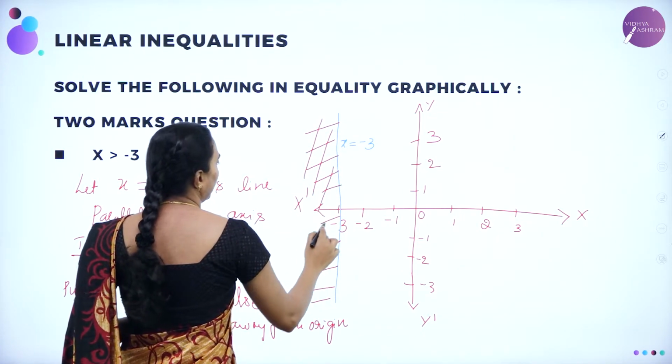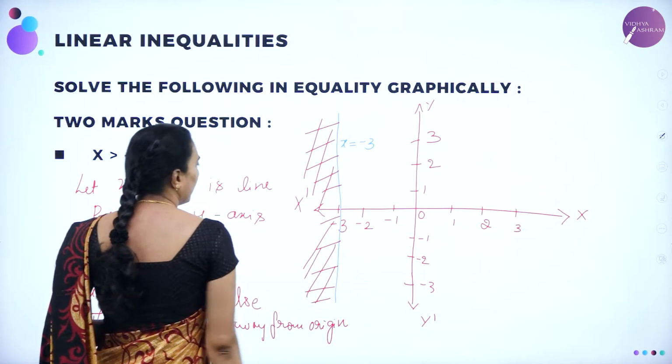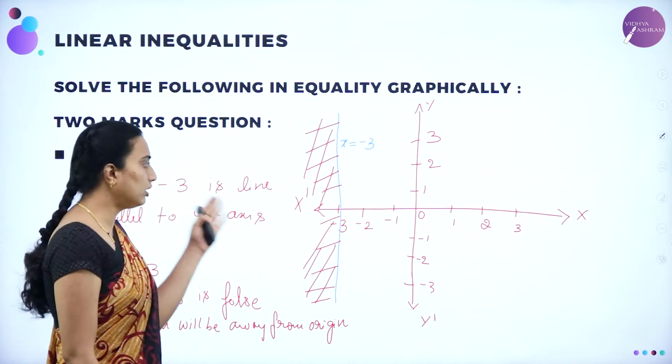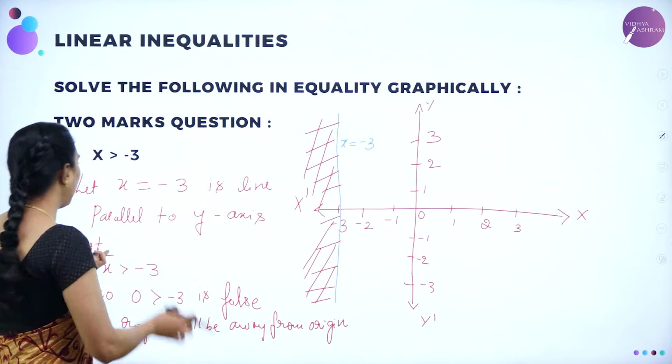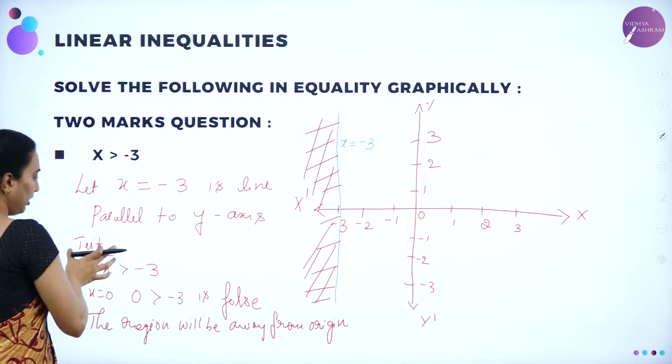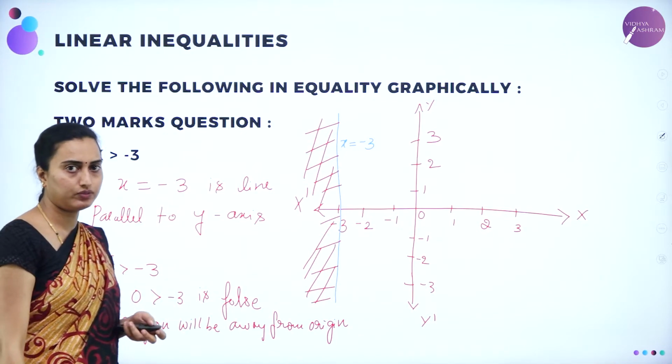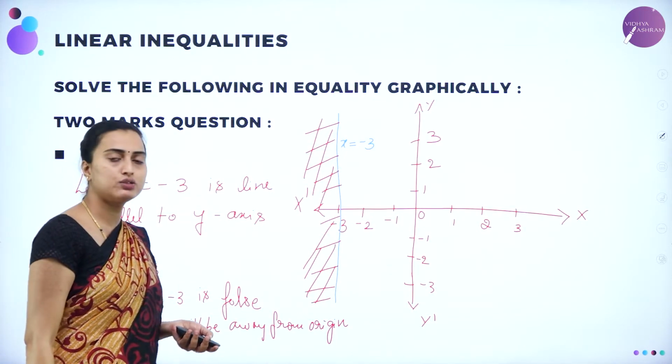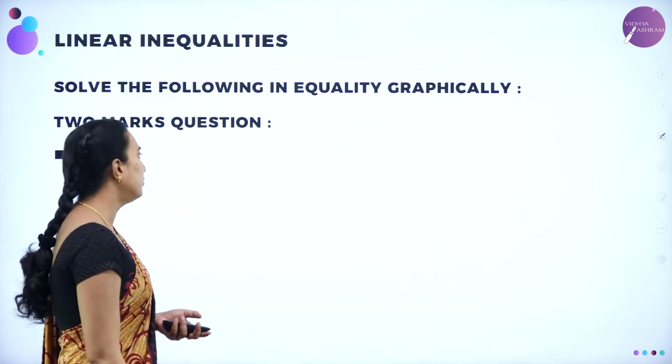You can have any design you want. Okay, so I think you understood how to write x equal to -3 as a line in the graph, and then how to test for the origin. Understood? This is what will be asked for a 2 marker. We'll move on to the next one.